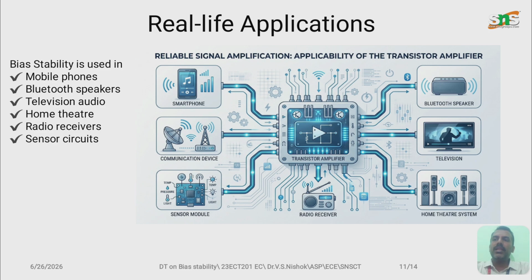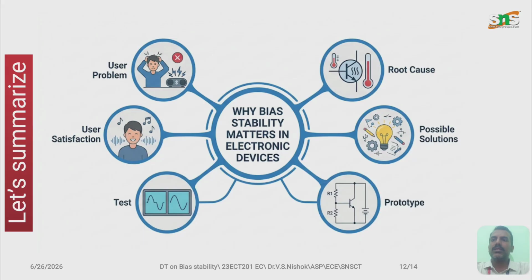Finally, the real life applications of bias stability circuits are mainly in different electronic products like mobile phones, Bluetooth speakers, television audio systems, home theaters, radio receivers and sensor circuits.